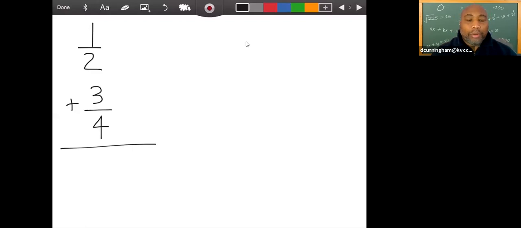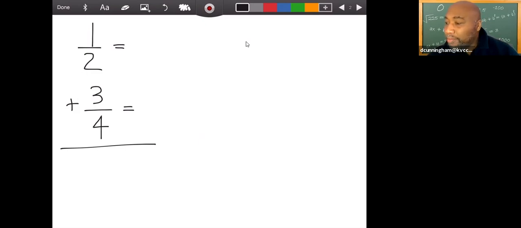Now I'm going to do the same problem again. This time, I'm not going to find the lowest common denominator. I'm going to find a common denominator. Sometimes you may not know how to find the lowest common denominator. Again, you could do this with 2 fractions, 3 fractions, 4 fractions. In this case, we'll just do 2 fractions. Let's say you didn't know or couldn't figure out the lowest common denominator.